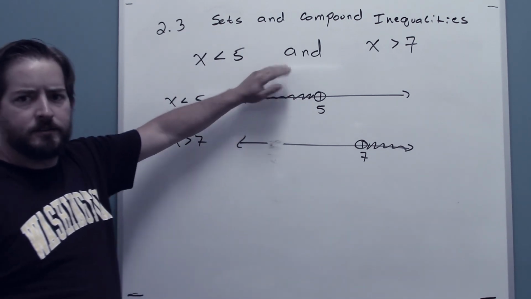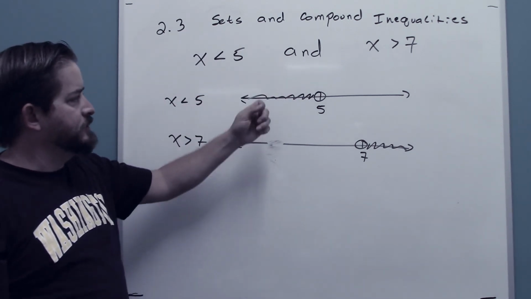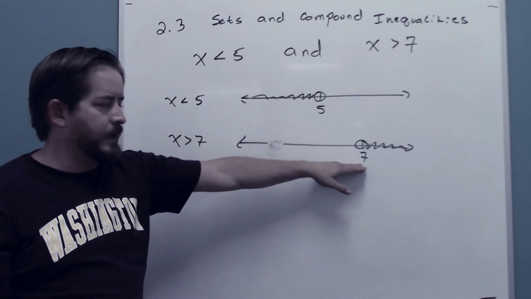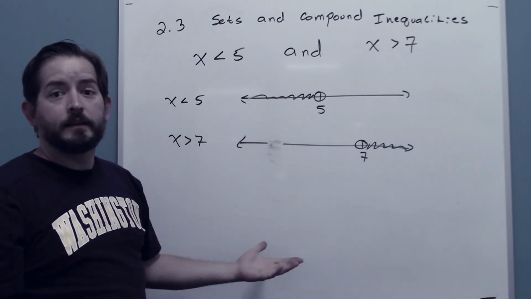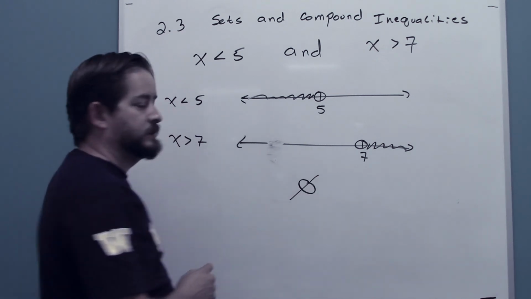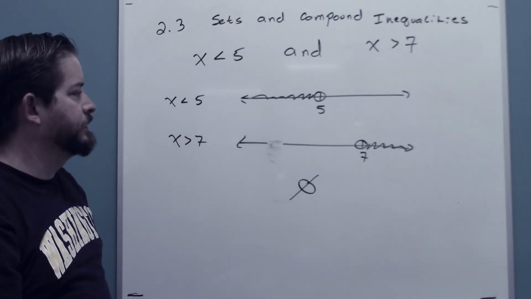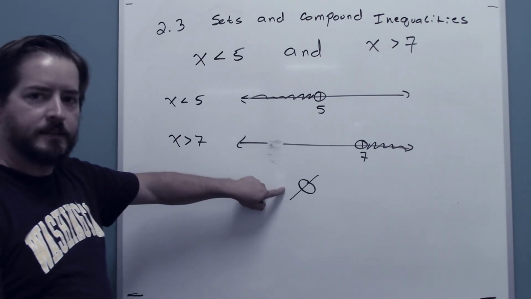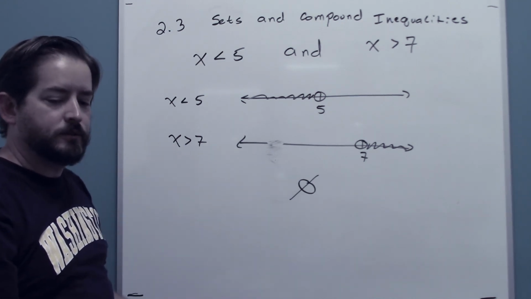It's and, so that's the intersection. That means it has to be both on this line and on that line, and there aren't any numbers that are there, so there are no solutions to this, right? So that's your answer to here, is that there are no solutions.